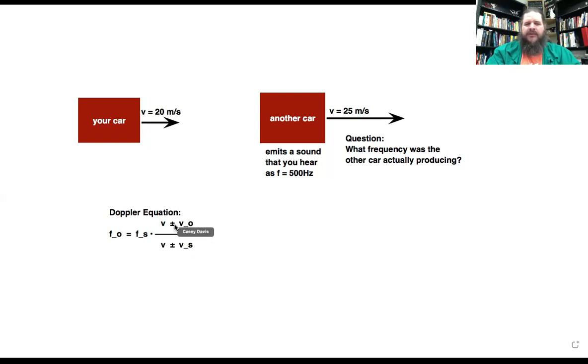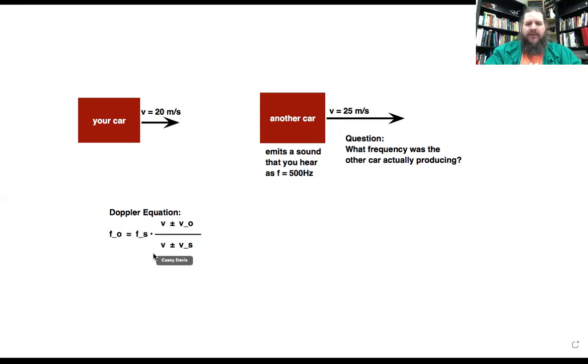And what determines whether we should use plus or minus in these? So on the numerator, it depends on whether the observer is moving away or closer to the source. And same thing with the denominator, just talking about the direction the source is traveling. So both of those plus or minuses are about the direction of travel of the observer and of the source, right? Whether they're moving towards or further away.